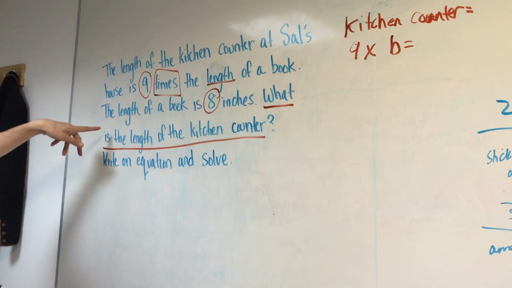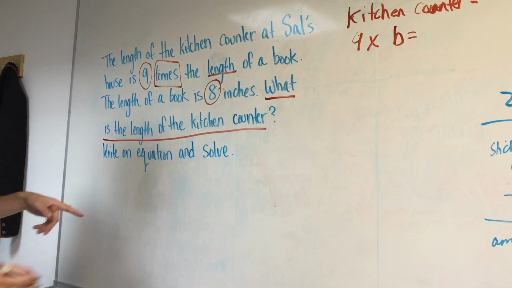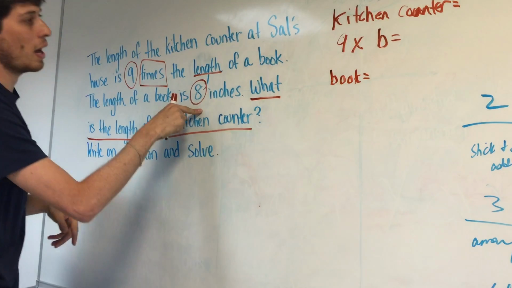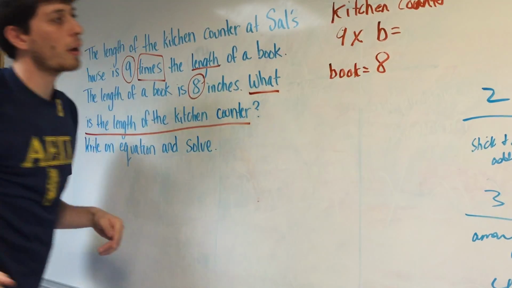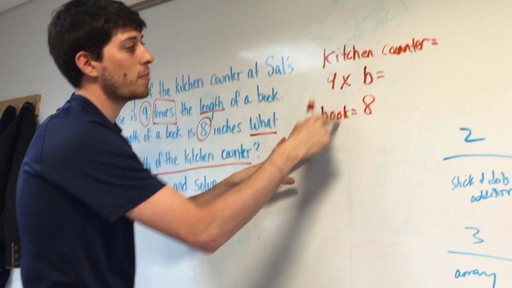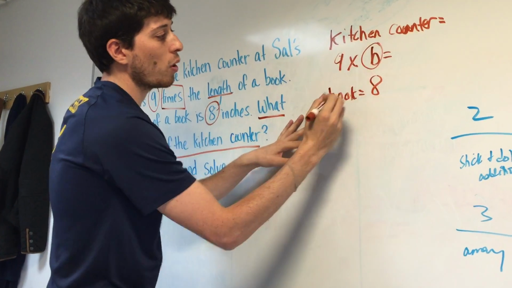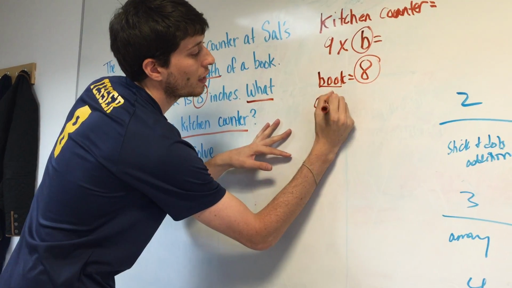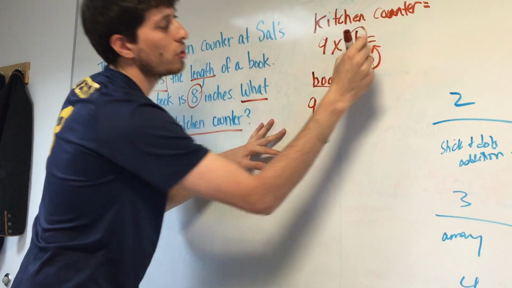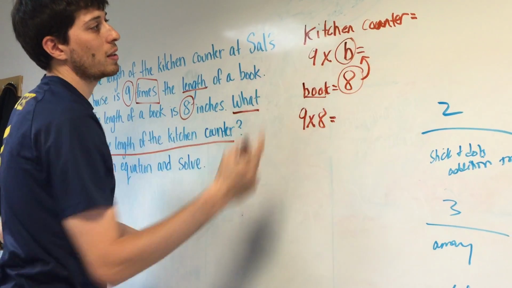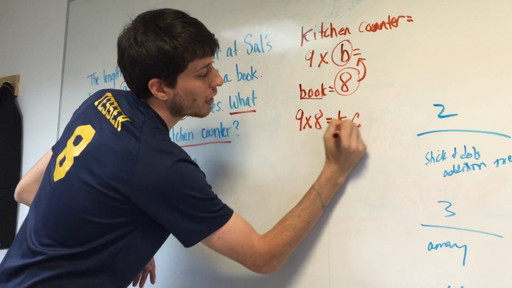Now I'm going to write what else I know. Oh, the length of the book is 8 inches. So I can write book equals 8 inches. Okay, so now I have the information that I know. I can actually substitute. I didn't know what the book was before, but now I know that the book is 8. So I could write 9 times 8 because I can substitute the 8 for the b. 9 times 8. And I know that that's going to be the kitchen counter.